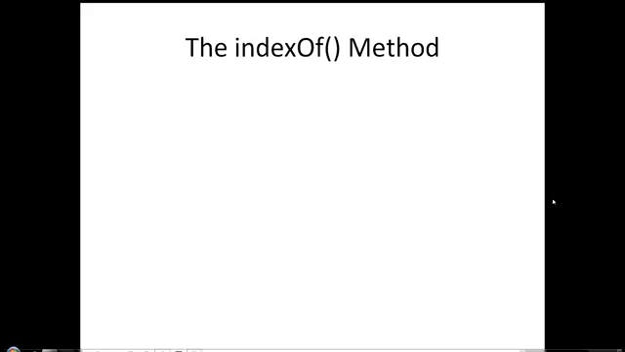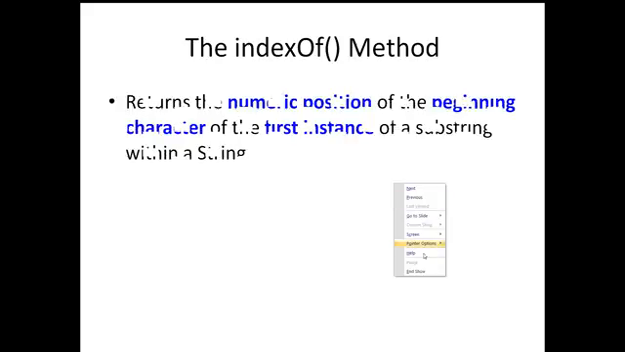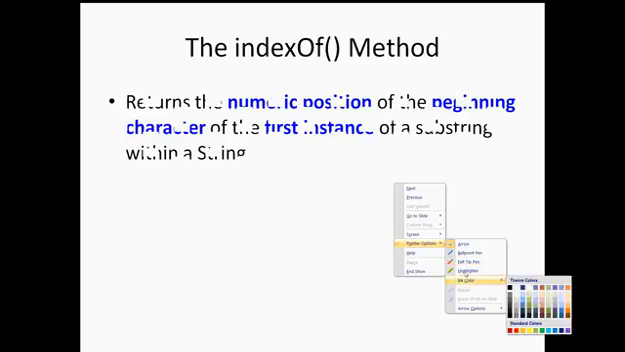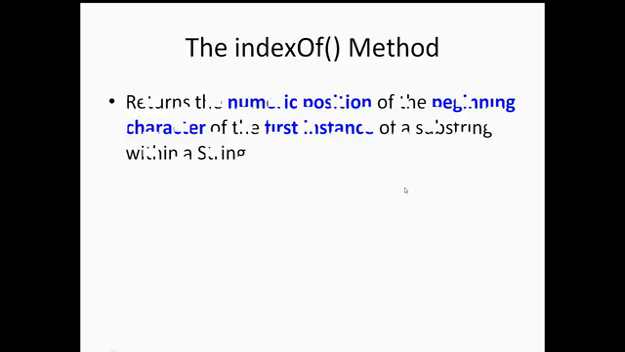Okay, we're going to deal with the indexOf method in chapter 7. And so here we go. We've already done the length method, and now we're going to do the indexOf method. The first sentence has a lot to it: the indexOf method returns the numeric position of the beginning character of the first instance of a substring within a string. There's a lot to that, so we're going to go through what that means.